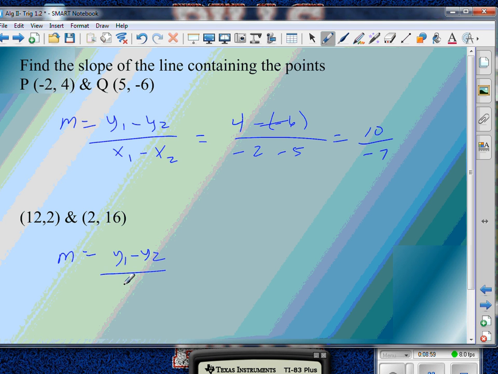No, it's not. All right, I wrote the formula down. What can be my first y value? 2. What can be my second one? What about my first x value? 12 minus 2. What's 2 minus 16? -14. What's 12 minus 2? 10. What can you tell me about -14 over 10? It can be simplified, and you get -7/5. Your answers must be simplified.